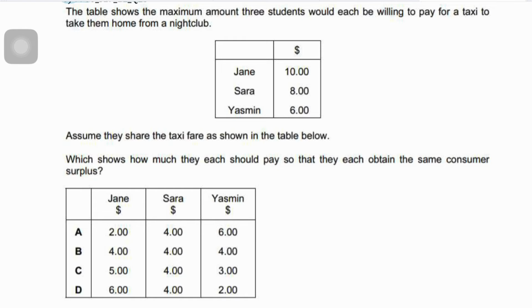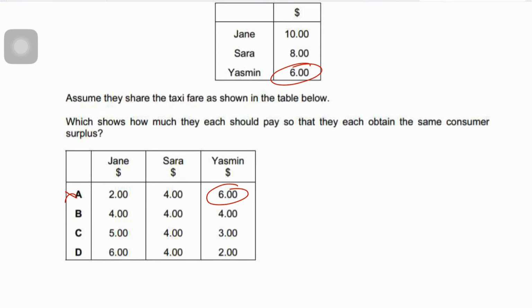We need to check out the answer options. It can't be A, obviously, because if Yasmin pays $6 and she's willing to pay $6, there's no consumer surplus, so just cancel out A. It can't be option B either because all are paying the same amount, so the consumer surpluses would be different in this way. So it has to be C or D.